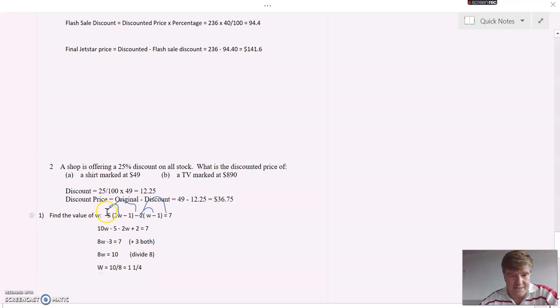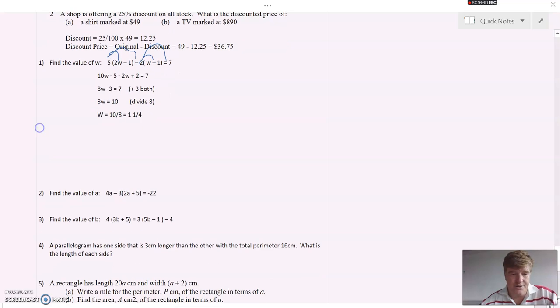I hope you guys are okay with that when we expand brackets, the 5 multiplied by the 2, the 5 multiplied by the negative 1, because the drawing of that is not great. Okay, on to the next question.